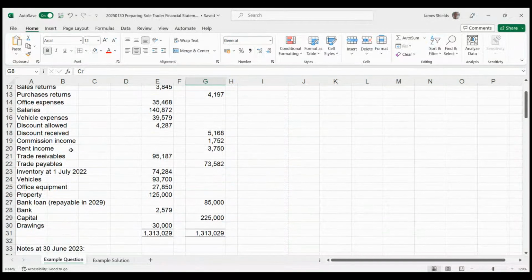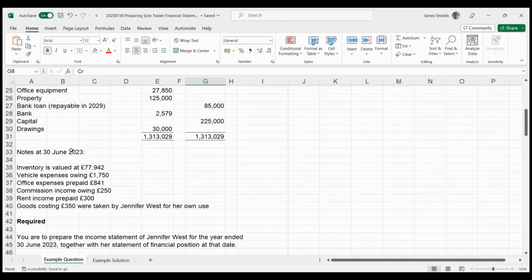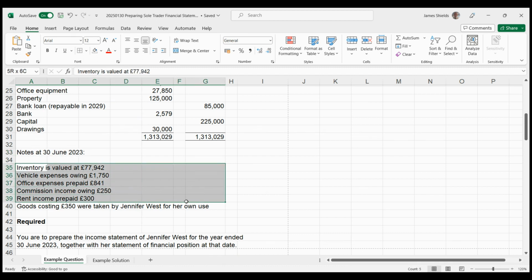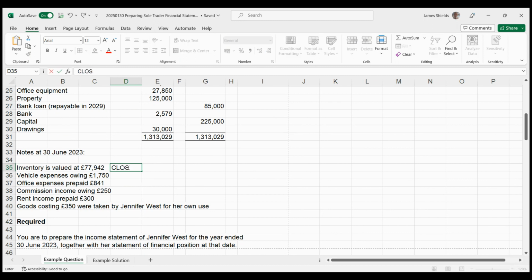Now what we've got to do is the trial balance. We've been given some extra notes at the bottom about the 30th of June 2023. Now these amounts are not included in the trial balance, so you must remember that. We're told that the 30th of June inventory is valued at 77,942. So that's going to be our closing inventory. Let's just make a note of that. That's going to be our closing inventory.